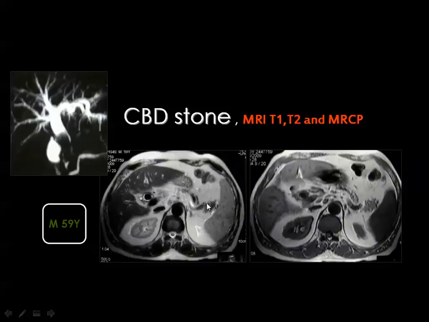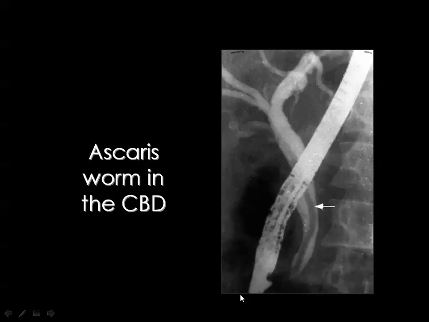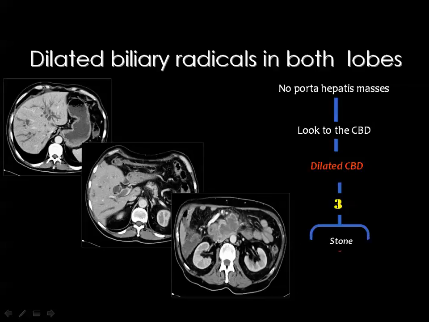And this is another example, MRCP showing a big calculus in the distal part of the common bile duct. And this is the common bile duct in T2 weighted image, the common bile duct in T1 weighted image. And the stone is black in both images, but is well appreciated in the T2 because of the high signal fluid around the stone. And parasites are uncommon in the biliary system, but this is just an example of Ascaris worm in the distal part of the common bile duct.